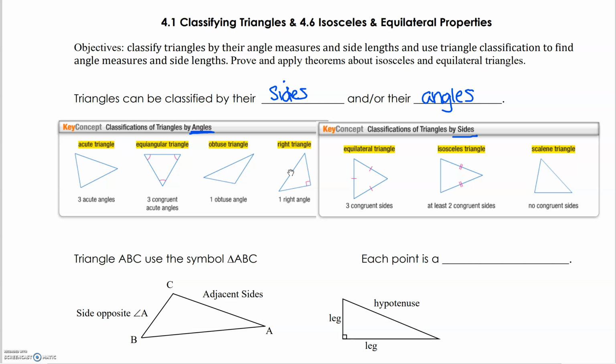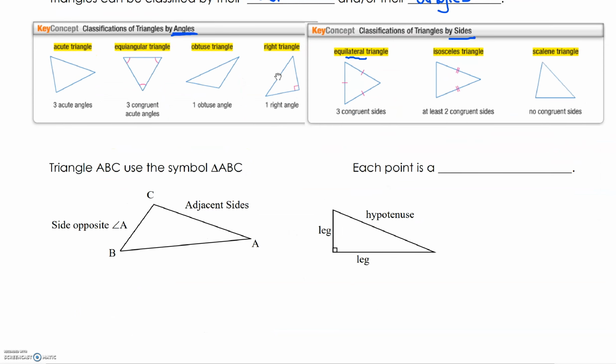By sides, we have equilateral. We have isosceles, where we have at least two that are congruent. And we have scalene, where they're all different. So those should be review for you.